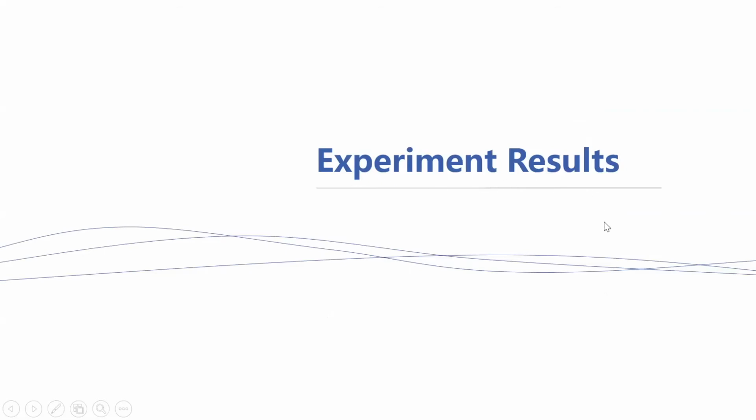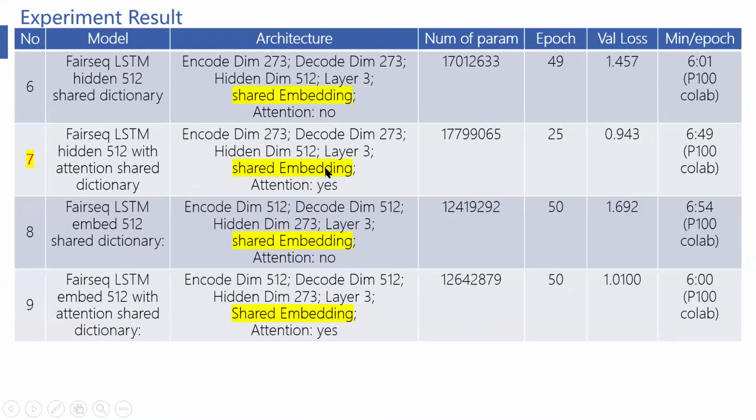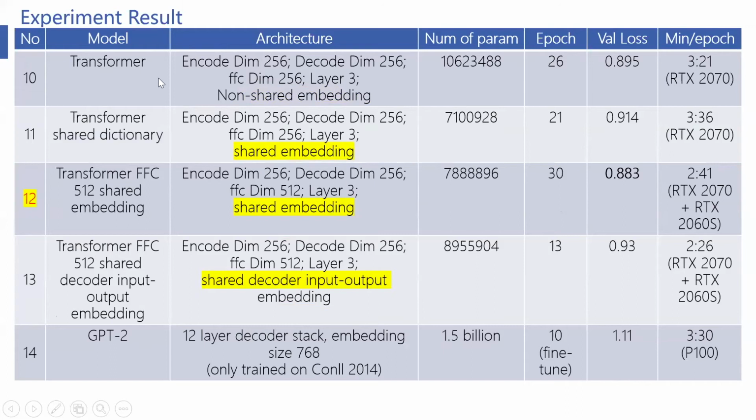And here is our experiment result. The baseline model can achieve a validation loss of 2.2. With embedding sharing, our model can reduce the parameter size by about 33% compared with the model without embedding sharing. For the LSTM model, we can achieve the best validation loss of 0.943. For the transformer model, the validation loss is 0.883. In summary, the transformer model outperforms the LSTM model with attention.